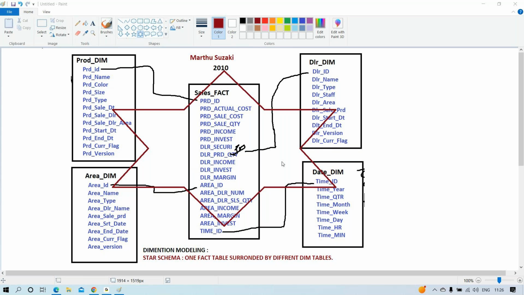But we'll see the design, sir. Then you will come to know that I'll do it tomorrow. Okay. Jyoti, do you have any questions?